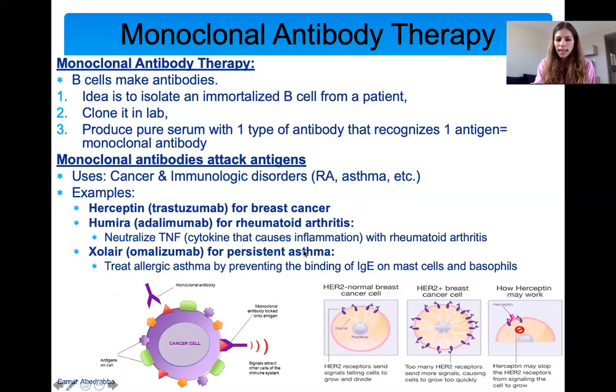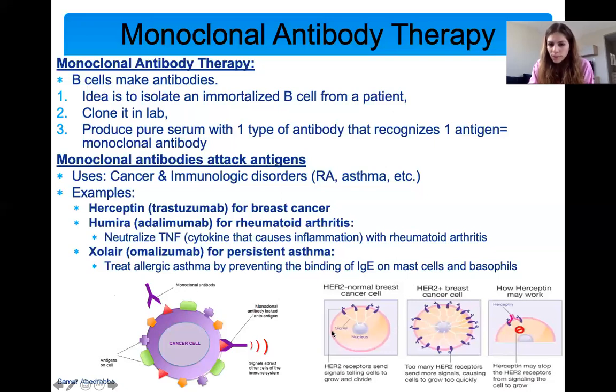Xolair for persistent asthma. So you prevent the binding of the IgE antibody on mast cells and basophils by neutralizing it. And if it doesn't bind, then you won't get so much release of histamine and all the other different components of IgE that are released when they bind the white blood cells. So here, for example, you have a cancer cell and you can get the monoclonal antibodies to attack the cancer cell. And by attacking it, they can affect this cancer cell in different ways.